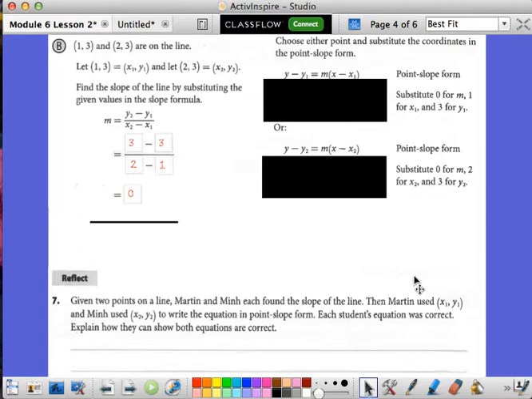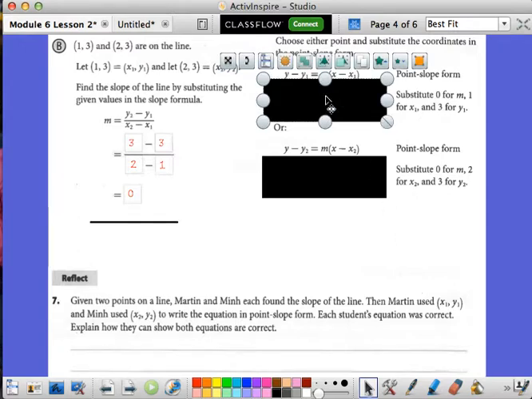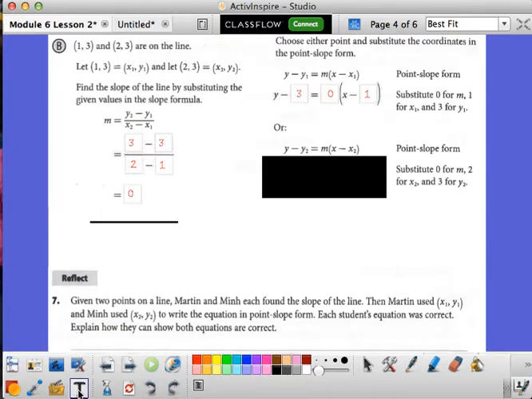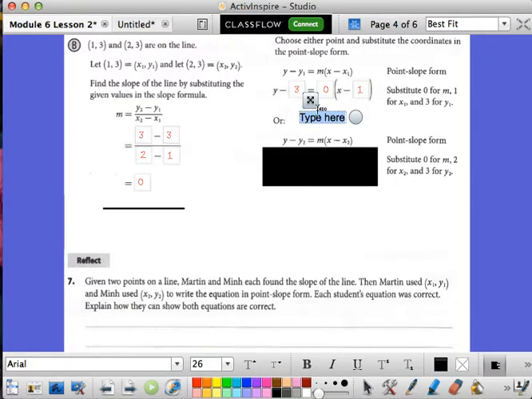So now to put it in point slope form, you can choose either point. In this case, the first one that I'm going to use is the point (1, 3). I put in 0 for my slope, and I plug in 1 for my x and 3 for my y. And then again, because my slope is 0, I know that y minus 3 is going to be equal to 0.